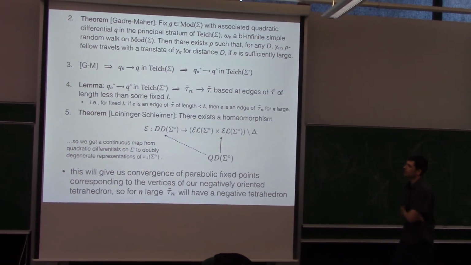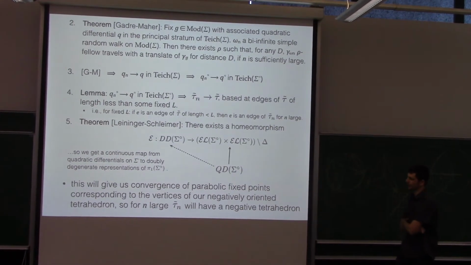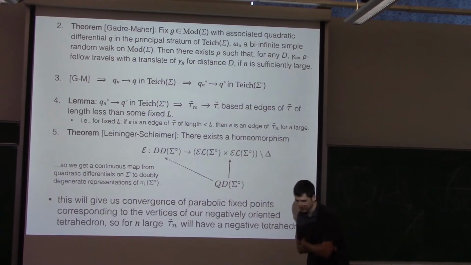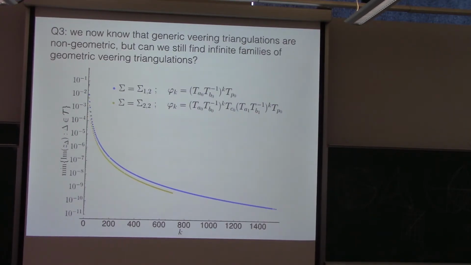Okay. All right, so that's the proof. So I guess there's one other thing that I wanted to talk about, which is the third question. Now we know that these triangulations are generically non-geometric, which is sad, because I like geometric things, but it's true, so we can't help it. But maybe we can still find infinite families of geometric veering triangulations.